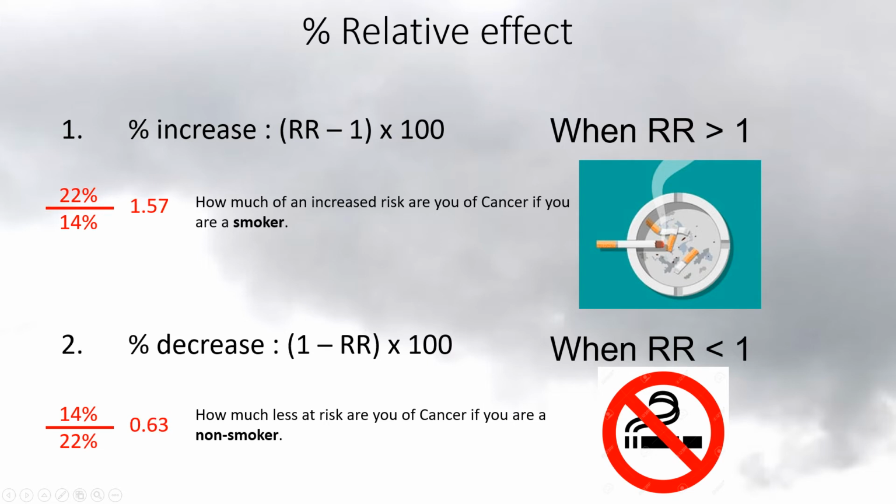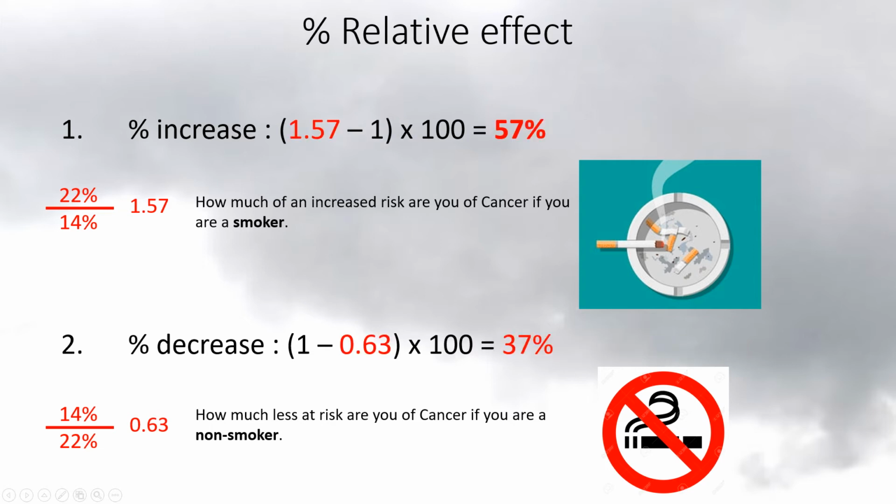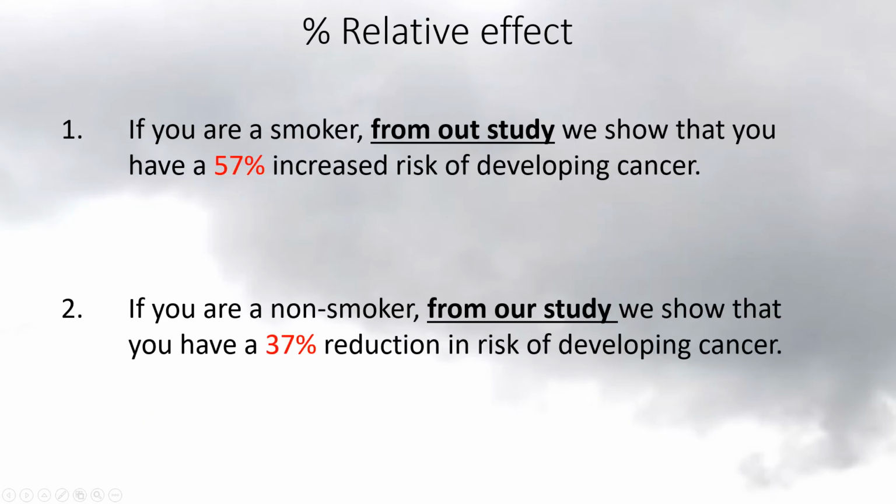Anyway, so you've got 1.57 and 0.63. Chuck that into the calculation there. We've got a 57% increase in risk of being a smoker and 37% less at risk. There you go.